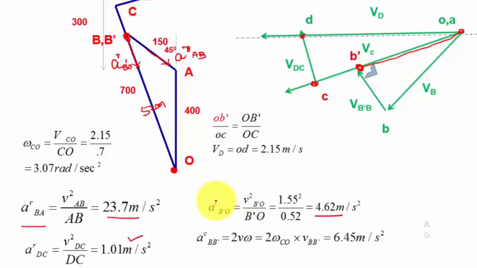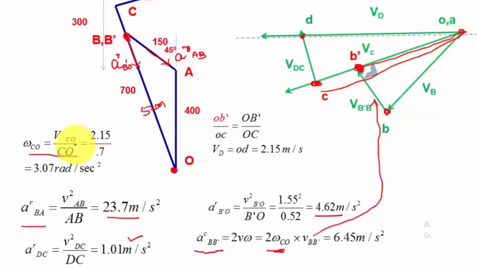We need only one more value, that is A Coriolis of BB dash. That is nothing but 2 times omega, where omega is omega CO, times VBB dash. We can measure VBB dash from here. Then omega CO is nothing but VCO divided by CO. Again VCO, this is point C, so VCO means we have to measure this distance.